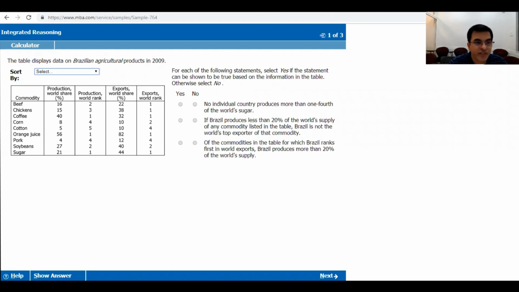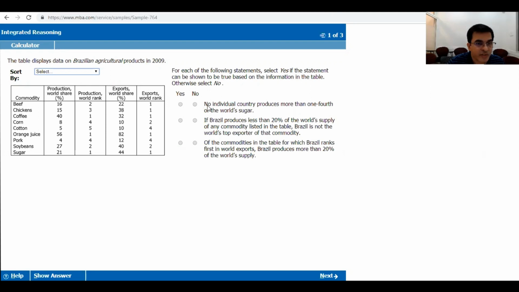So the very first statement that they're giving us here. Now, before that, let's just understand what the table is about. It's about Brazilian agricultural products in 2009. These are the products we are seeing here. These are the columns telling us what kind of information is given about those products.